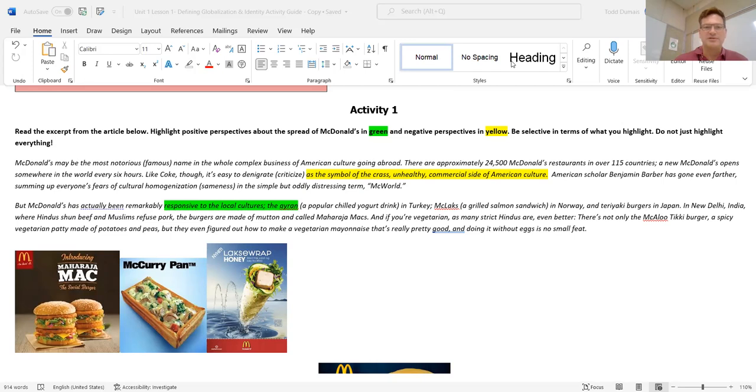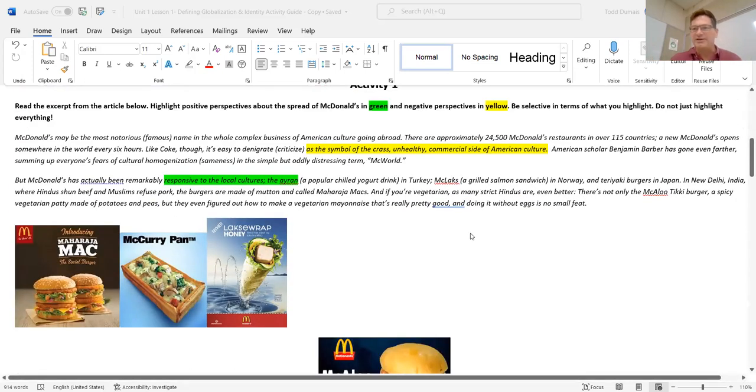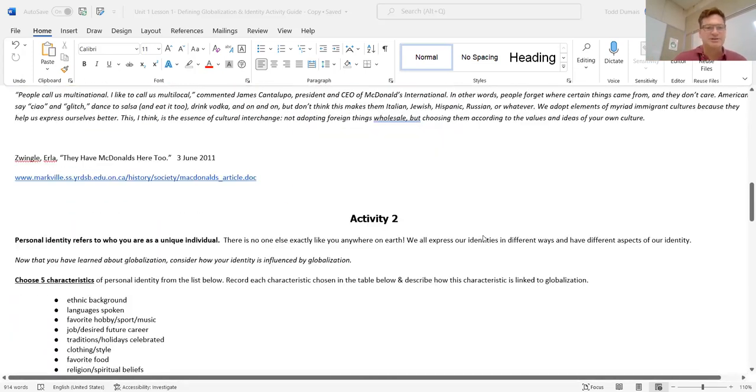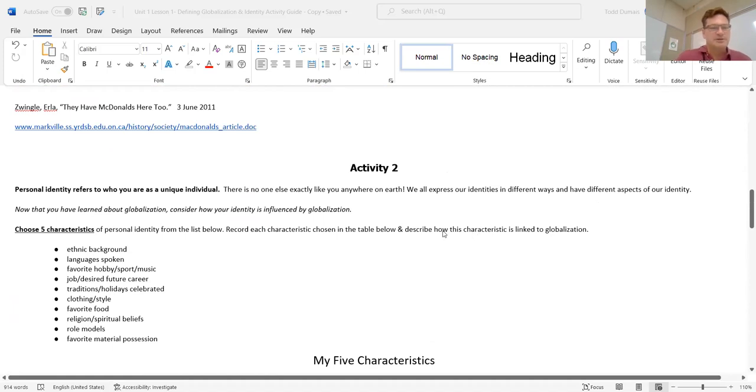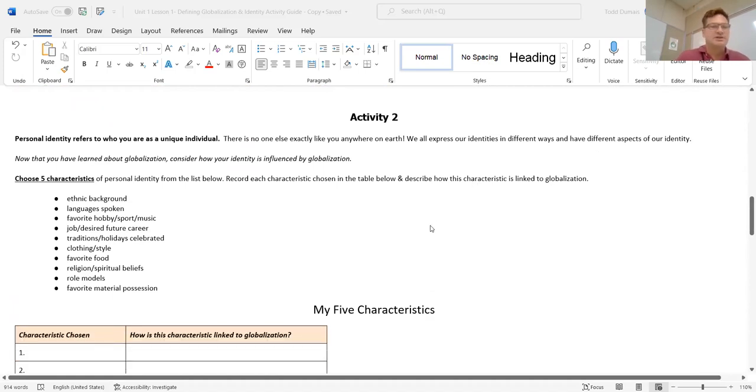Oh, don't worry, you'll be fine. The color doesn't matter. I'm not worried about the color. I want to know that you highlight it, you read it, and you have an understanding of its positives and negatives, and life's good. This is not a big thing here. This is just an introduction to the concepts. So let's go on to activity two, because you're going to have some class time to work on this.